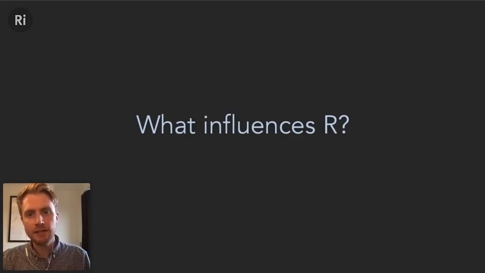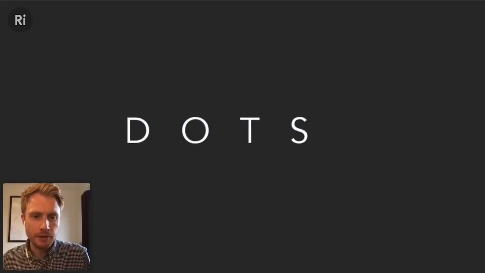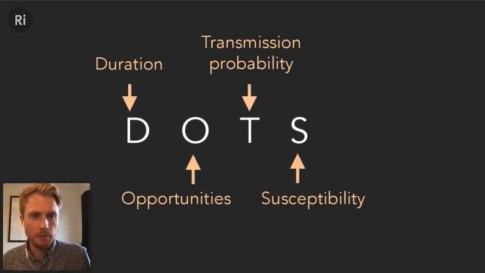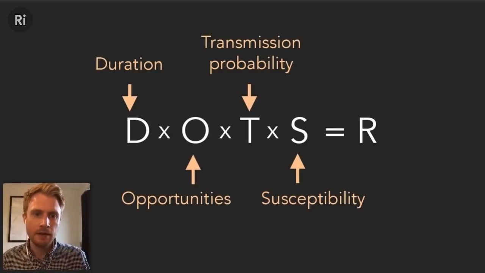You might have a conversation, the virus might get across, but if they're not susceptible, if they've been vaccinated, that transmission won't happen. So these 4 things are what I refer to as the DOTS: duration, opportunities, transmission probability, and susceptibility. These are the 4 things that really influence the reproduction number. And there's this really nice property that if you multiply these four things together, you end up with the value of R. So if you change any of these four things, increase or decrease them, then you change R proportionally as well.